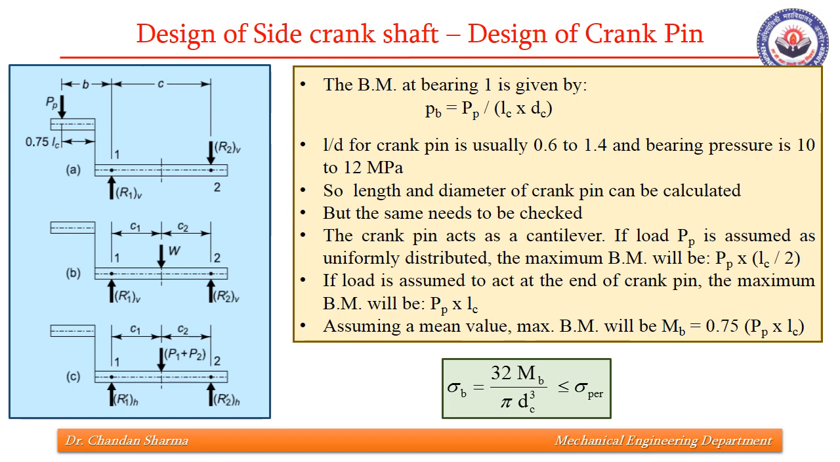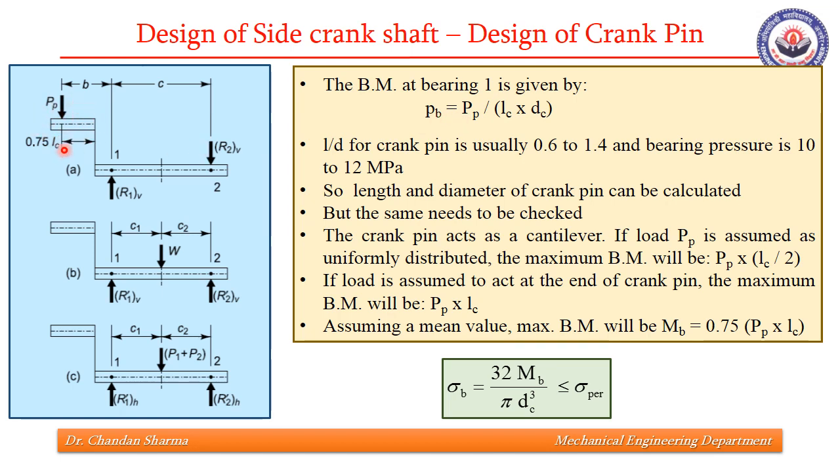After finding the reactions, our next job will be to find the dimensions of crank pin. We should consider this line as denoting the crank web, meaning it must have some thickness and some width. So first of all, we'll need to find the dimensions of crank pin. At bearing 1, we can find the bearing pressure, which is equal to PP over LC into DC. LC into DC is the projected area and PP is the force. So force over projected area is bearing pressure.